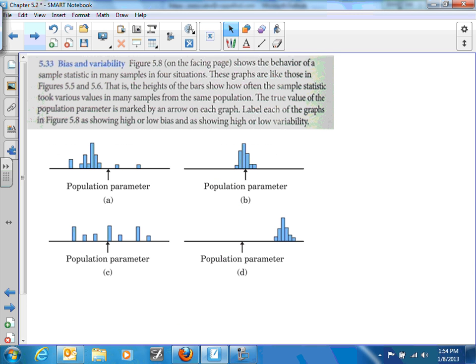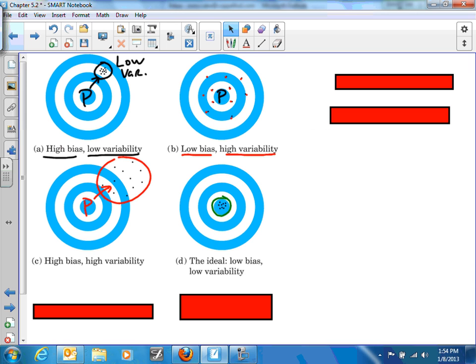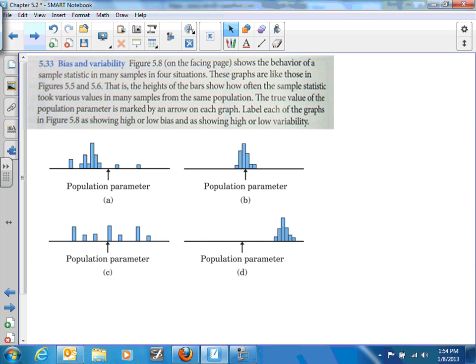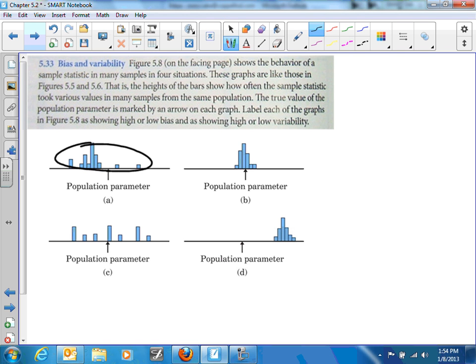Now, this is the same scenario on this graph. This graph you'll see most of the time in the book. This is what you'll see on the test or a quiz. Now, notice it's spread out, so that's high variability. And because here's the parameter, notice it's not even on both sides. So that's also high bias.